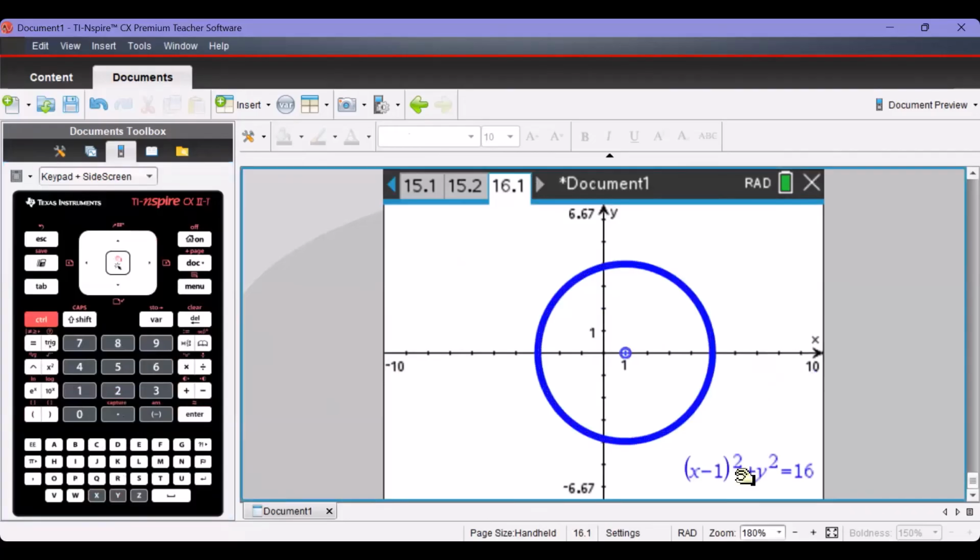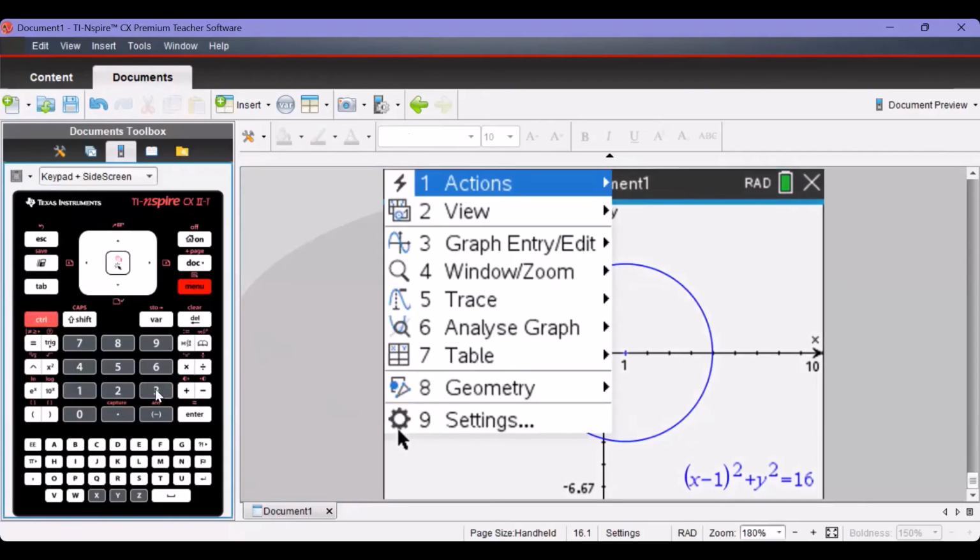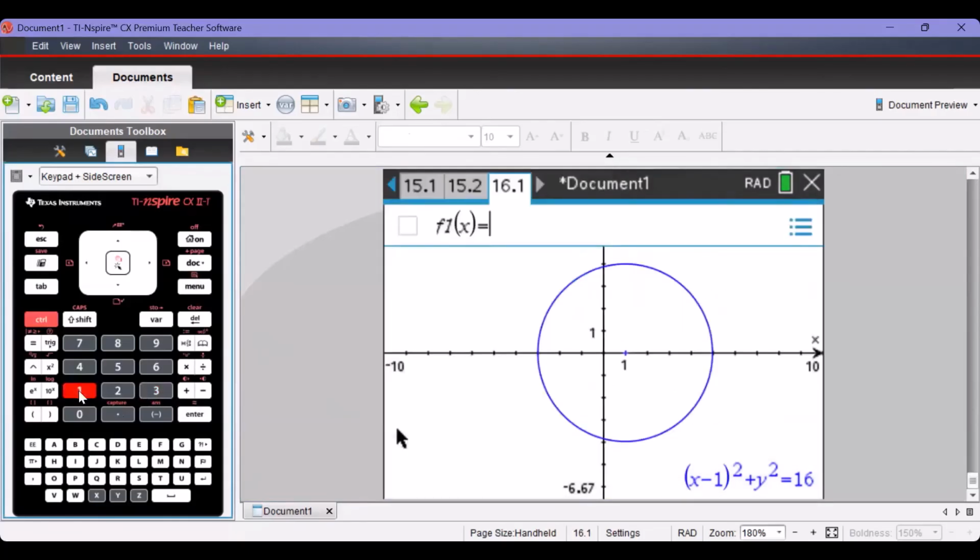And our second Cartesian equation, we need to be in function graphing mode this time. So we'll press menu, 3 for graph entry edit, 1 for function. And we'll type in the square root of 3 multiplied by x minus 1, and then control equals with the given symbol, given x is greater than 0. Press enter.